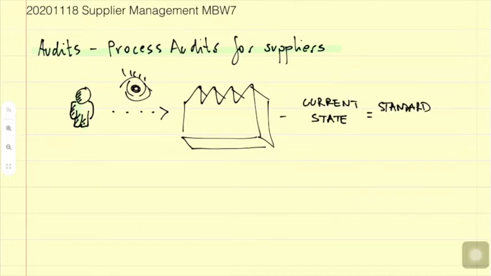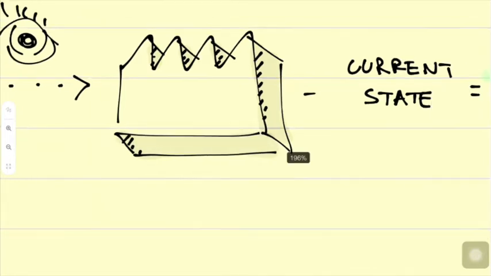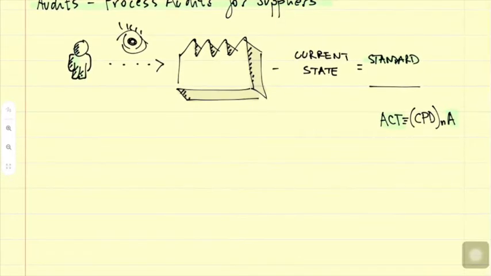Okay. So this standard is the ACT part on the CPDNA. This ACT is the A of the CPDNA. So you're going to be checking if the current state of the supplier, of the factory, of the process that the supplier is taking care of, equals the current state being observed.